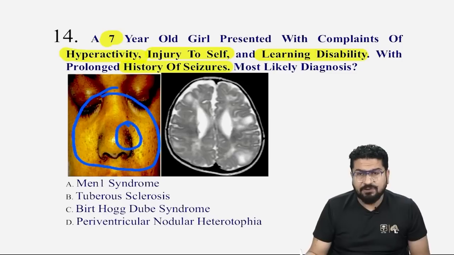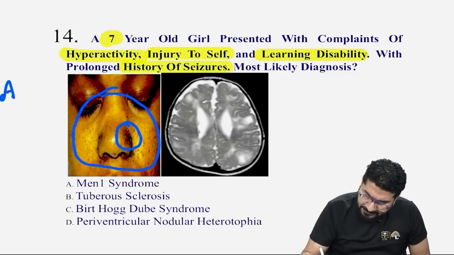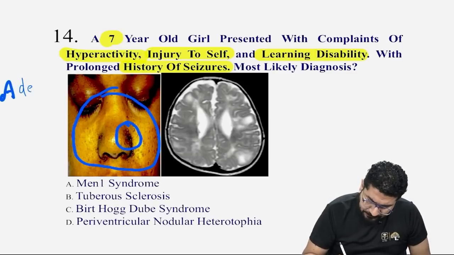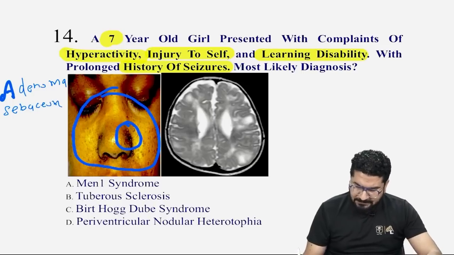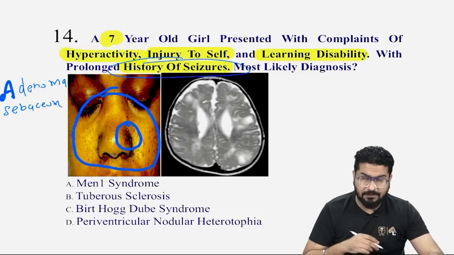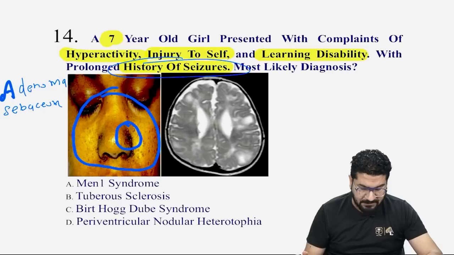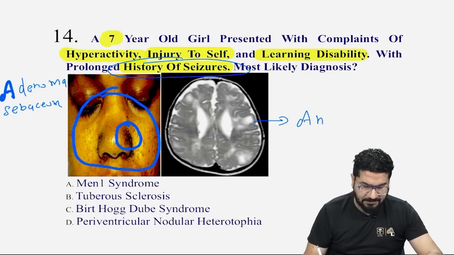These are called adenoma sebaceum. There is hypertrophy of sebaceous gland. Considering the age of the patient, the recurrent seizure is the hint. A prolonged history of seizure means the patient is having seizures. You can see here in the MRI brain there are multiple angiofibromas.